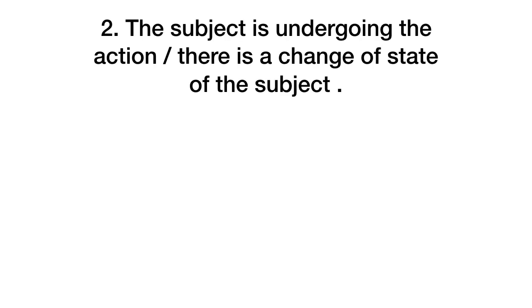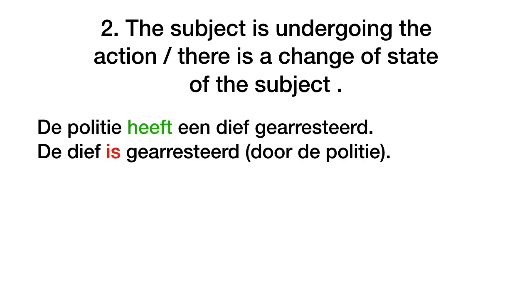The second reason to use zijn instead of hebben in perfectum is when the subject is undergoing the action, or when there is a change of state of the subject. Let's look at some examples. De politie heeft een dief gearresteerd. It's just an action by the police. We use hebben here. In the second sentence, it's different.